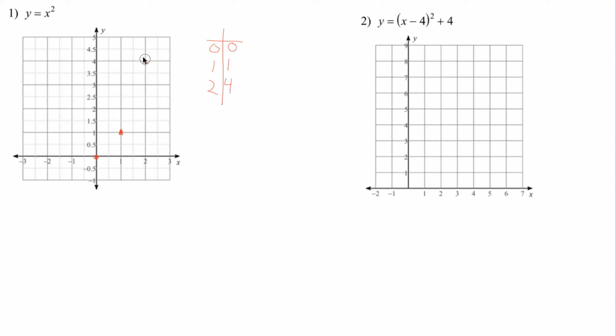And again, what I just mentioned, this is symmetric, so we have a point over here across from this one, and then a point across from this one, and we can graph our parabola. So we should definitely know the shape of this by now. We've seen it many times.